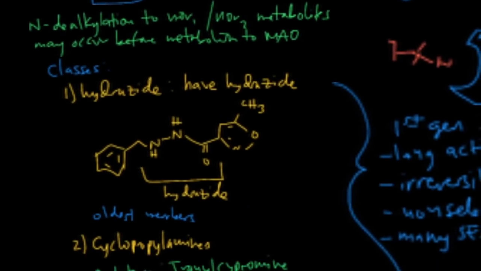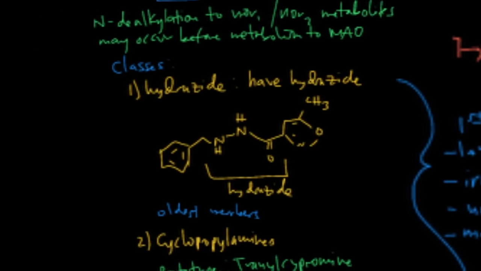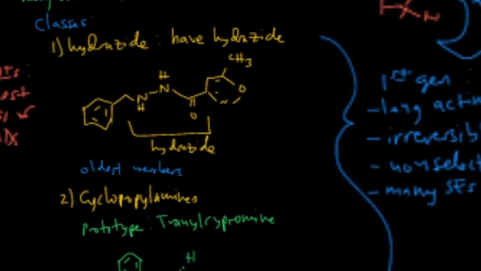Okay, so before I start talking about the classes of MAOIs, I just wanted to say that MAOIs are your oldest class of antidepressants. Your first class of MAOIs are your hydrazide ones, and these are termed so because they have hydrazides. So here's your hydrazide: it's your N, single bonded to an N, then a carbon double bonded to an O. So look, N, N, and O, that's your hydrazide in the middle. These are your oldest members.